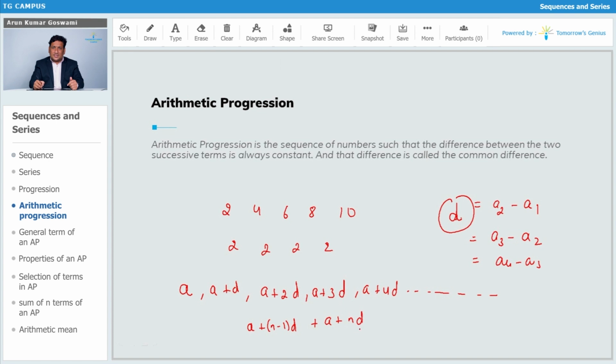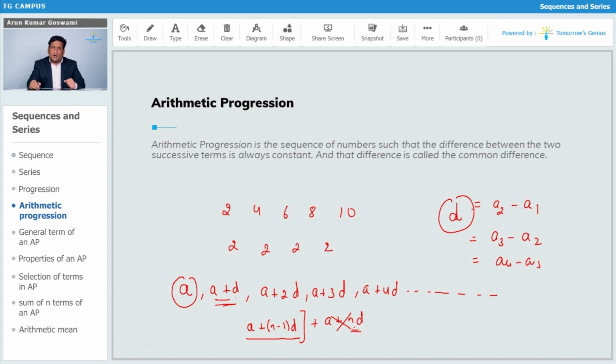But if you recognize this properly, I started D from the second term. So D, 2D, and D is going till N. But since I started my first term with A, the last term of this series will be A plus N minus 1 into D, not A plus ND. So my series goes A, A plus D, A plus 2D, A plus 3D, A plus 4D, up to A plus N minus 1 into D. This is my last term. This is not just the last term, we have a particular name for this. I will discuss it in the next slide, but before that I will discuss the common difference.